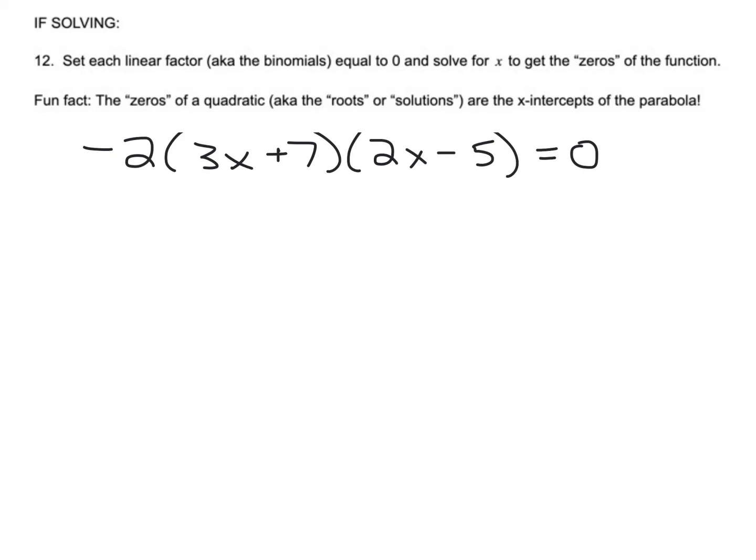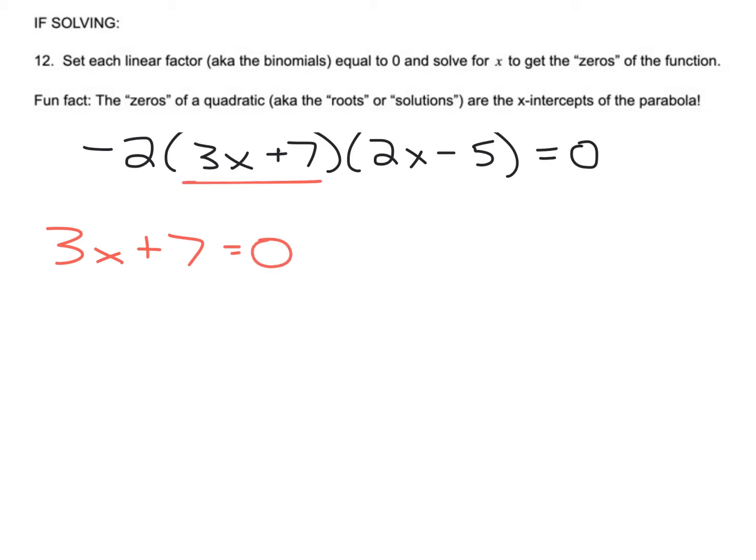Okay, so what we're doing here is, if this is equal to 0, as you can see this one is, if it's an equation, then you're going to set each of the linear factors, these binomials, equal to 0 and solve to get the zeros of the function. You'll get into that more later, but what we're saying here is find out the value of x that will turn one of these to 0.